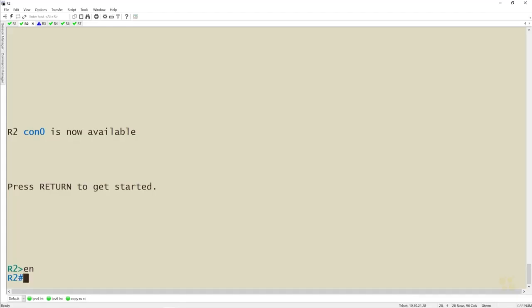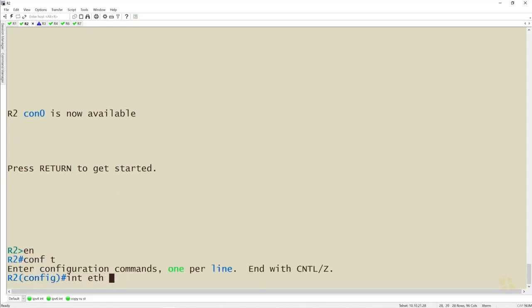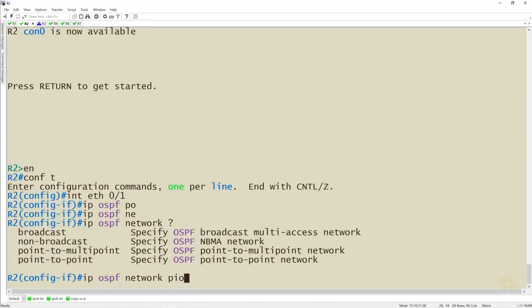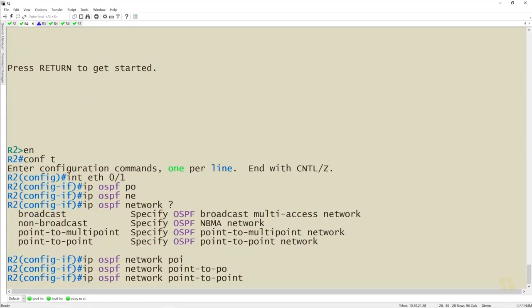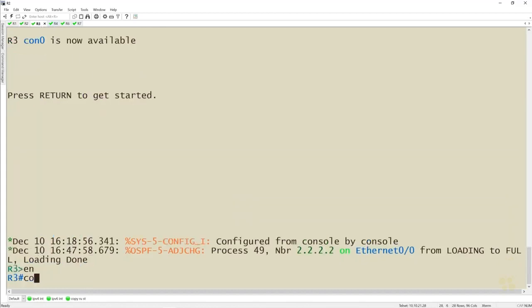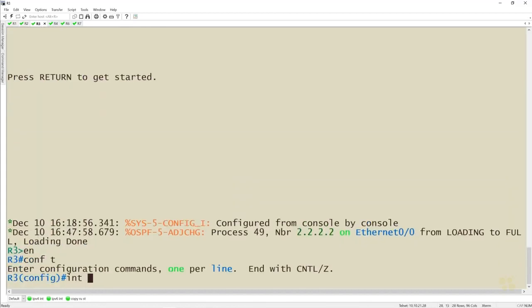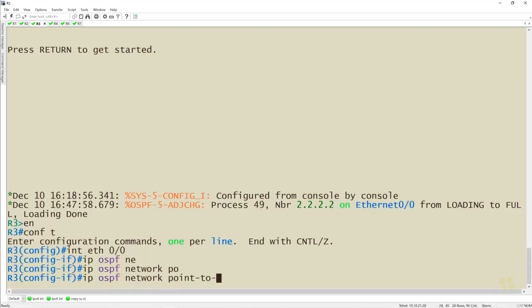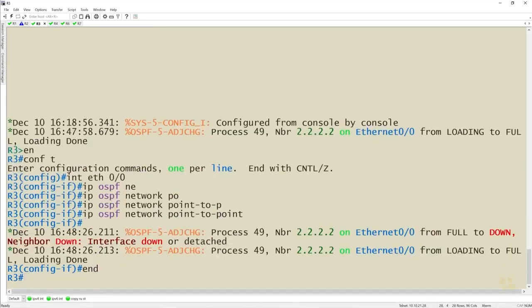See, if I jump over to R2 real quick, I can go into interface Ethernet 0/1, and I can say ip ospf network point-to-point. Notice we receive a mismatch message from R3 saying like, hey, we've noticed that this network type doesn't match, but the neighbor adjacency still comes up. Jumping over to R3, I can go into interface Ethernet 0/0, and I can say ip ospf network point-to-point. It bounces the adjacency again.